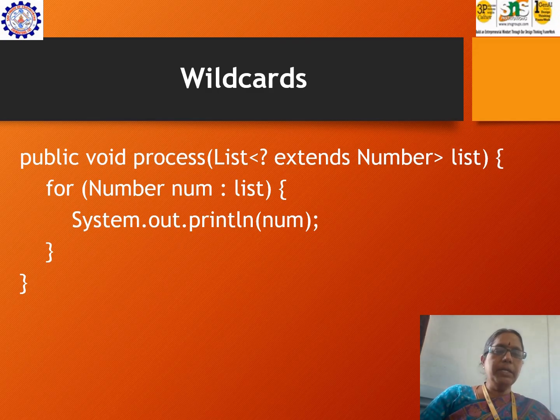Now, look at this example. Public void process of List<? extends Number> list. Here we can use numbers of any type like integer, float, etc.